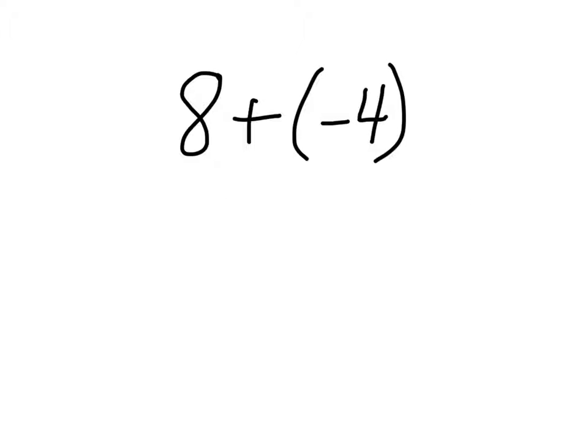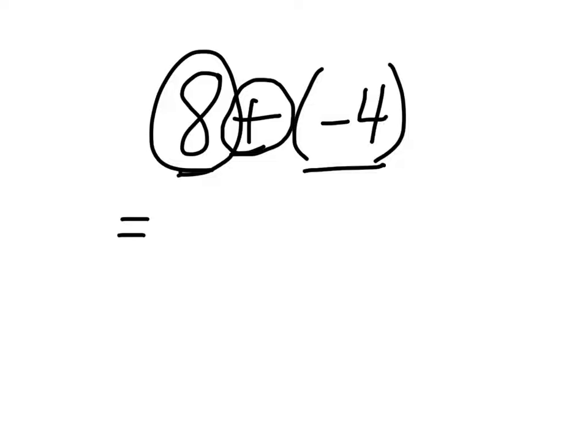Okay, here's our next problem. 8 plus negative 4. And in this case, our operation is already addition, so I'm not going to rewrite it. I'm just going to look at these two numbers. Once again, they're different signs. And in this case, the absolute value of my positive number is greater, so my answer is going to be positive. So I just subtract 8 minus 4. That gives me 4. And my answer is positive 4.